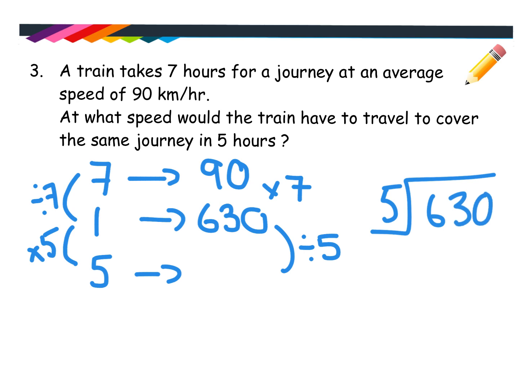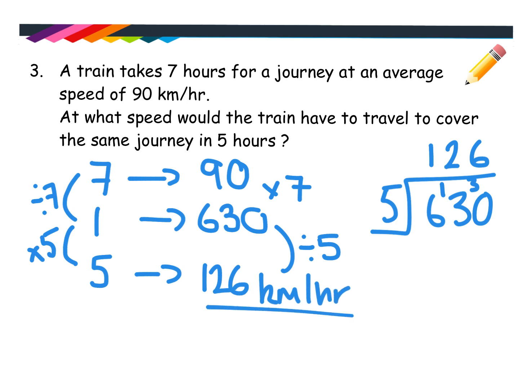So we do 5 into 6 goes 1, remainder 1. 5 into 13 goes 2, remainder 3. And 5 into 30 goes 6. So that would be 126. And my speed was in kilometres per hour. So that is the speed you would need to be travelling to do it in 5 hours.